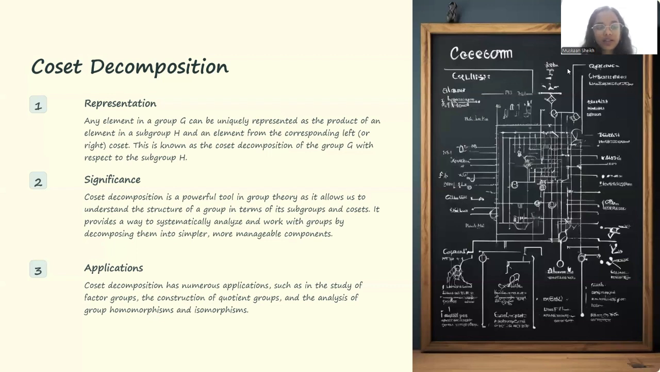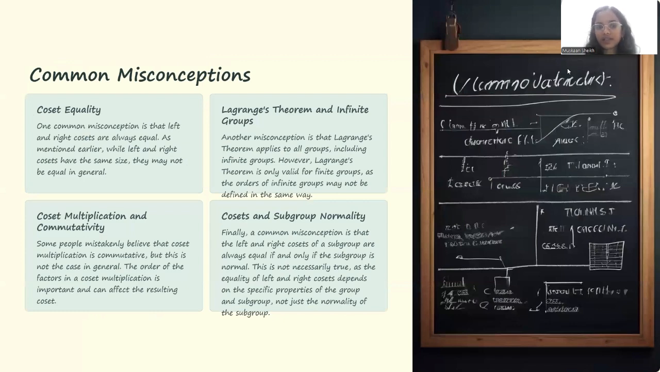Applications. Coset decomposition has numerous applications such as in the study of factor groups, the construction of quotient groups, and the analysis of group homomorphisms and isomorphisms. Common misconceptions. Coset equality. One common misconception is that left and right cosets are always equal. As mentioned earlier, while left and right cosets have the same size, they may not be equal in general.